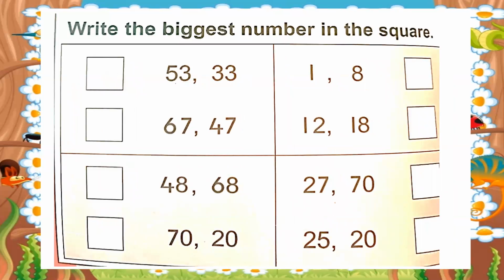Now come here. Write the biggest number in the square. Now look at the numbers and choose the biggest number. What we are going to do for it, we would do the same method.